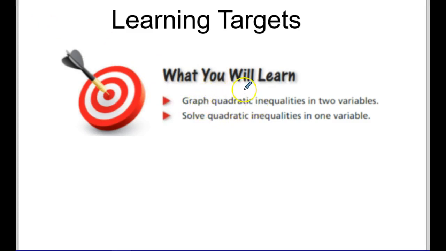We're just going to be graphing our quadratics, and we've been graphing several of these. Now we're just looking at the inequality, right? So I don't have an equal sign anymore. I have a less than, I have a less than or equal to, I have greater than, and I have greater than or equal to. These are going to be the four symbols we're really looking for. Then we're also going to be using graphs and algebra to solve our quadratic inequalities.